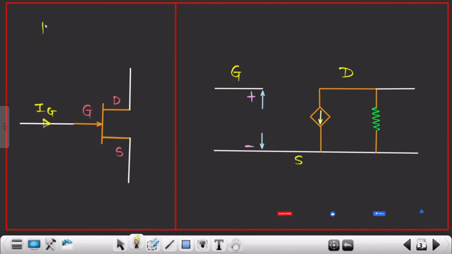I can write it in this way. We all know resistance, let's say for example resistance is RG, it is equivalent to VG by RG. Forget about what VG is, our IG is 0.